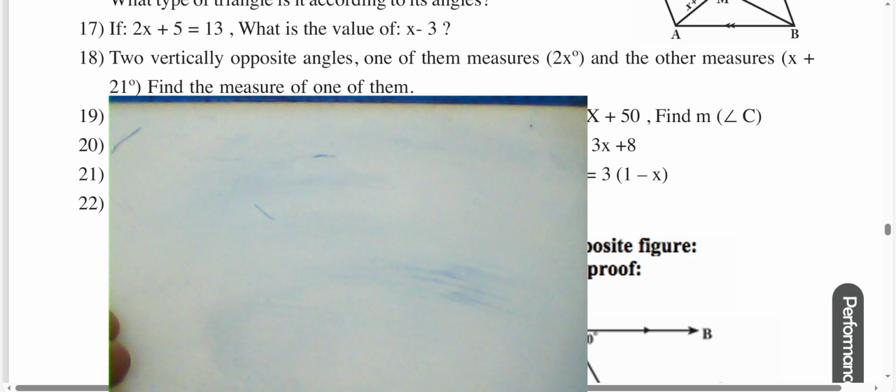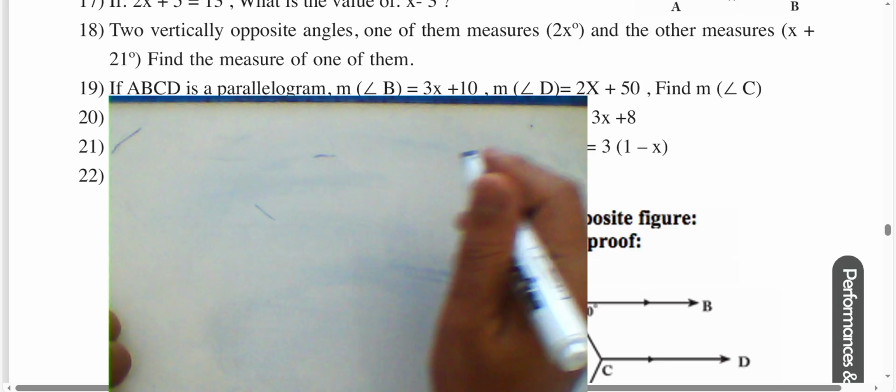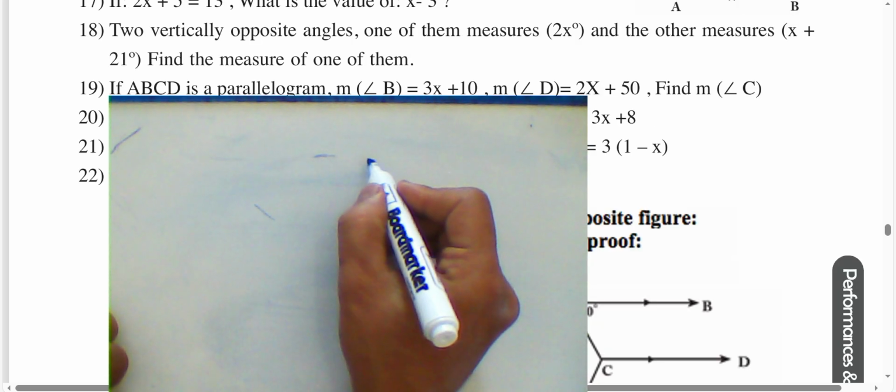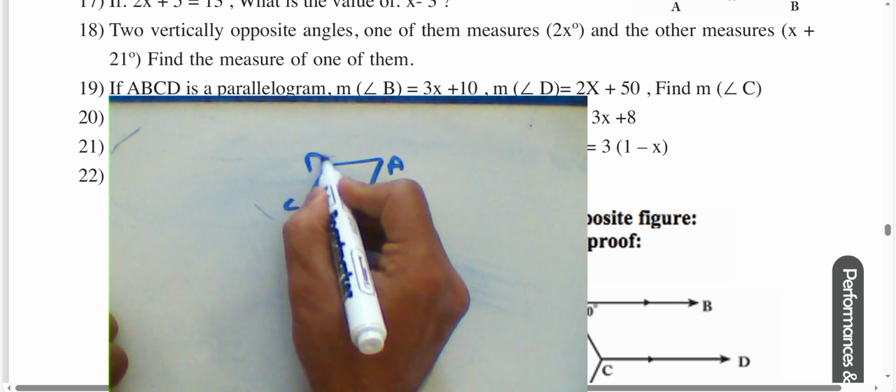Next question, number 19. ABCD is a parallelogram. Okay, we know in a parallelogram, each pair of opposite angles are equal in measure.